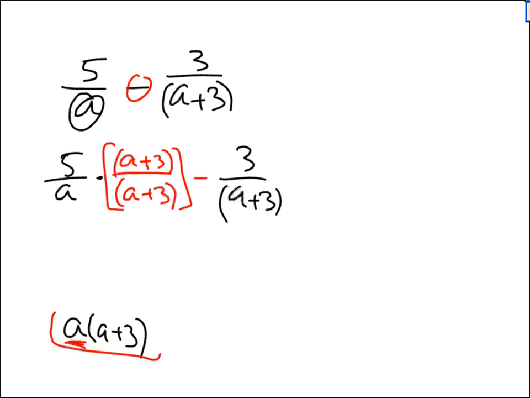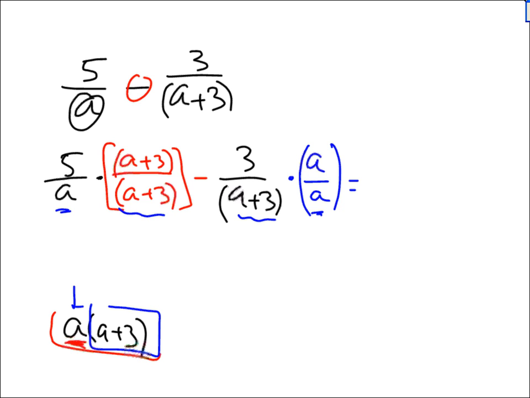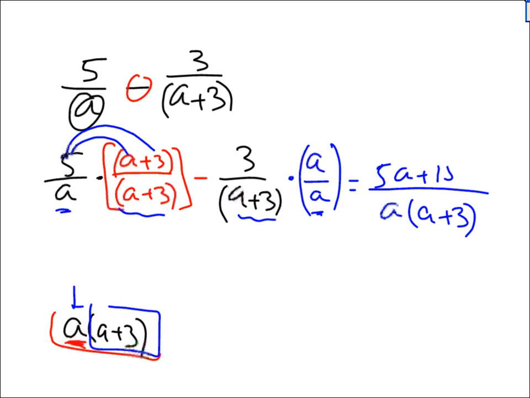It has the a plus 3. It's missing the a. So when I multiply by 1, it's going to be a over a. Because a plus 3 times a is the same as a times a plus 3. My denominators are the same. A times a plus 3. The numerators. You have 5a plus 15. And you have to take away 3. Well, 15 take away 3 happens to be 12.